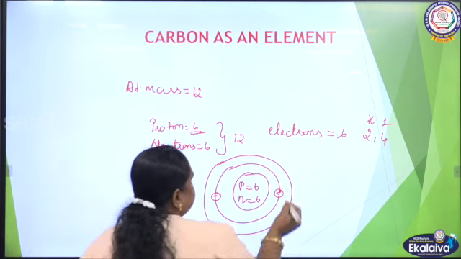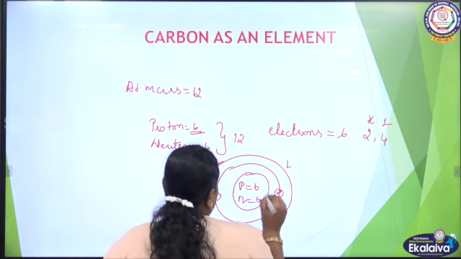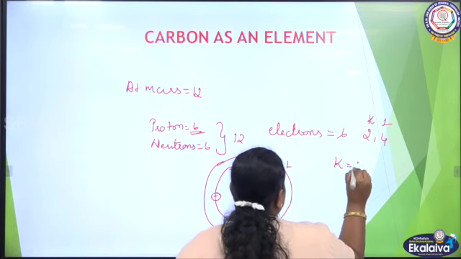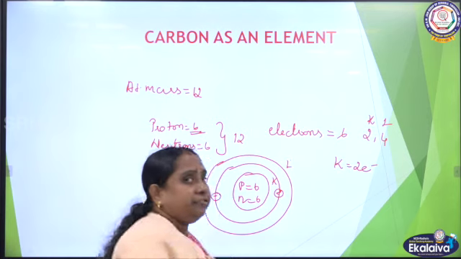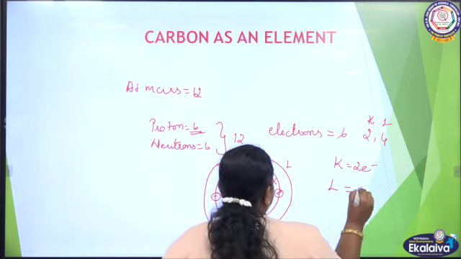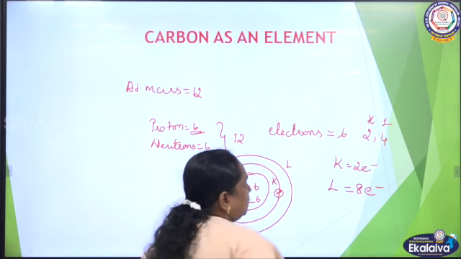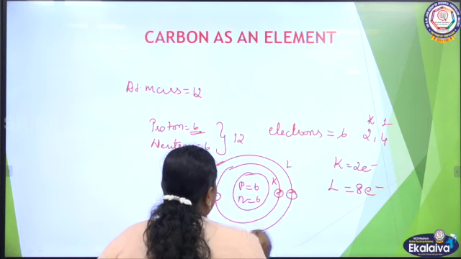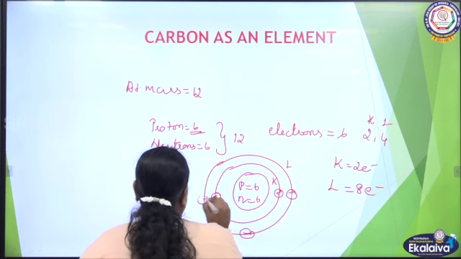Now what is the next shell? The L shell is the next shell. We have filled the K shell, because the accommodation of the K shell is only 2 electrons. So after filling up the K shell, we have to come to the L shell, whose accommodation can be 8 electrons, but we have only 4 electrons, right? So those 4 electrons can be filled in the L shell.